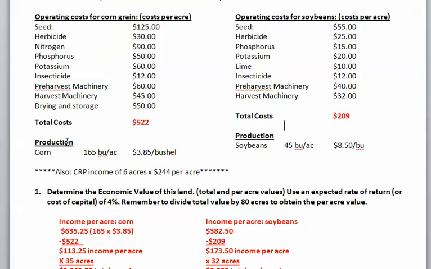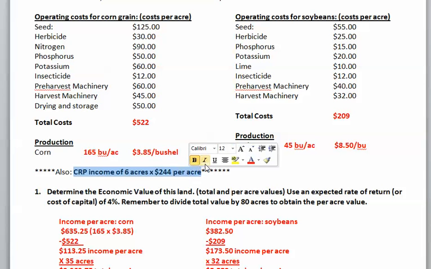We've got to remember the production is 165 bushels per acre corn at $3.85 a bushel, and soybean production is 45 bushels per acre at $8.50 a bushel. And then we have a CRP income we don't want to forget about. That's 6 acres at $244 an acre.